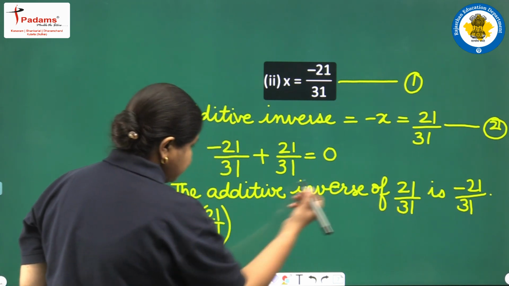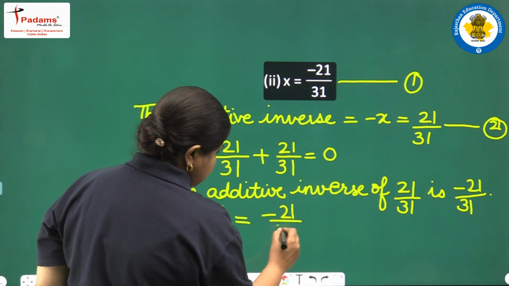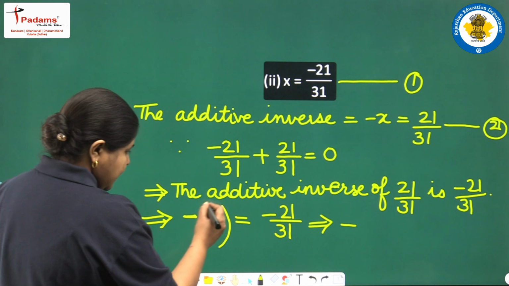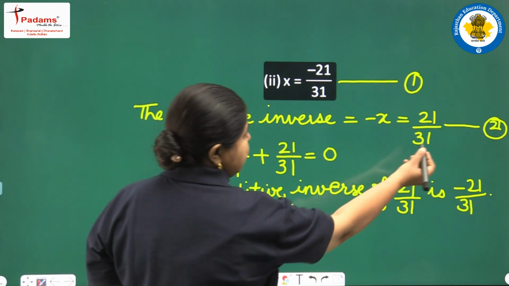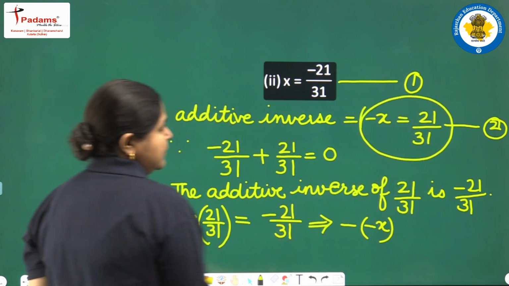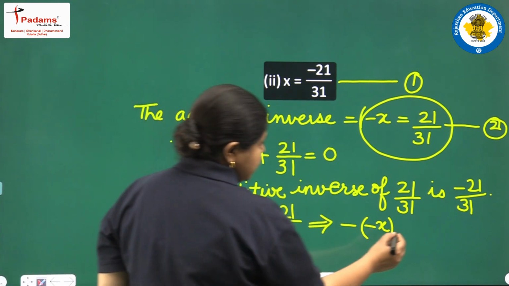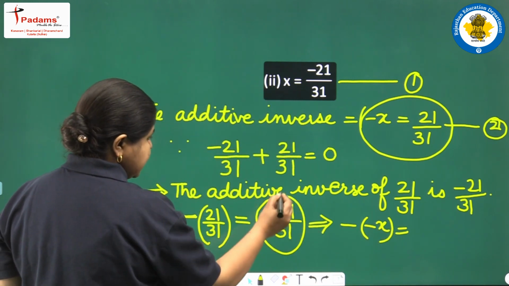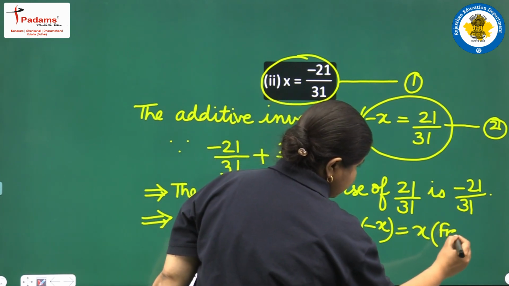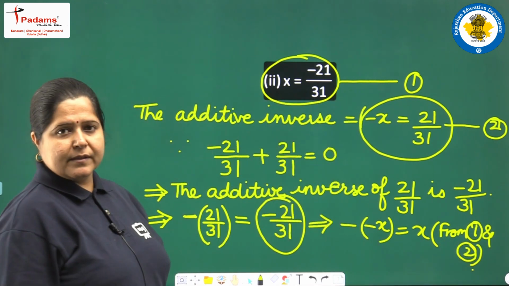The inverse of this number, minus 21 upon 31, is 21 upon 31. Again this implies this minus can be written here as minus, in bracket, 21 upon 31, which is minus x from equation 2. You can see from here, 21 upon 31 is minus x. So we have written minus x here equal to this number, which is x. So here comes x from equation 1 and 2, and this was to be proved.